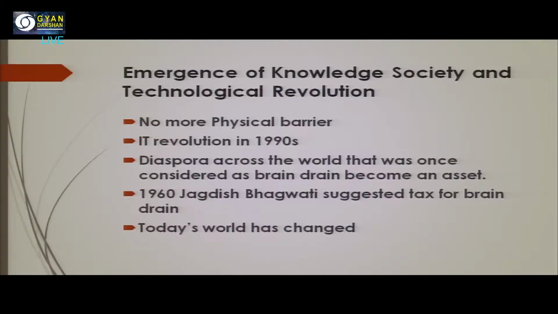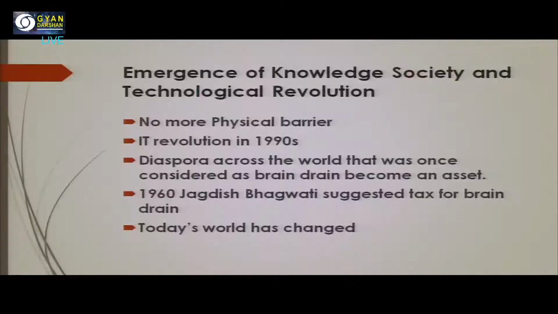So when we talk about knowledge economy and human capital, we have to see how the world economy is today, especially with the knowledge society, knowledge economy, and technological revolution. We don't find any physical barrier today. Even if we are in India, we can work for America. Even if you are in America, you can work for another country. So your physical position, the place where you are located, is not important. Your brain can work for any country, anywhere. This is very important since the IT revolution happened in the 90s.